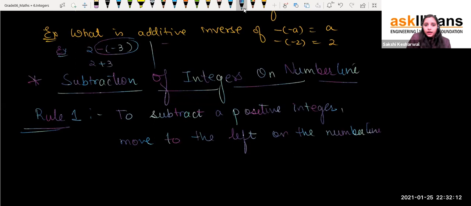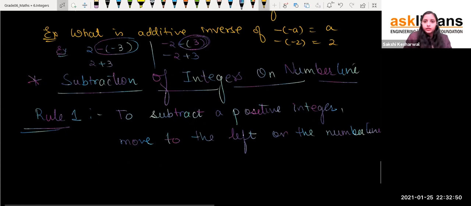Or if I write minus 2 minus of 3, yes or no? So what is the additive inverse of 3? Minus 3. So this will be minus 2 plus of 3. So this is the same question as we have done just before it, right? So you have to just move left and right. So just take it in that way: get the question, convert into the additive inverse, and then solve the question, right?